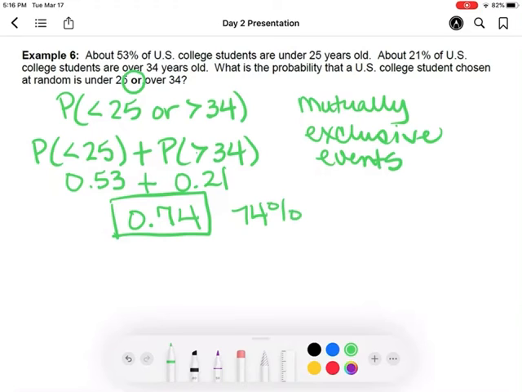So this is the same as the 74% chance of picking somebody who is under 25 years old or over 34 years old. So again, this would be an example of mutually exclusive. Again, nothing to subtract, but again, or is addition and is multiplication. So that's the key point I want you guys to remember.